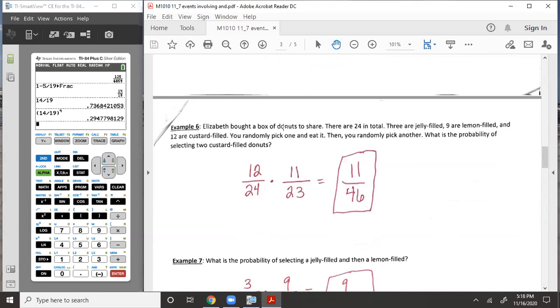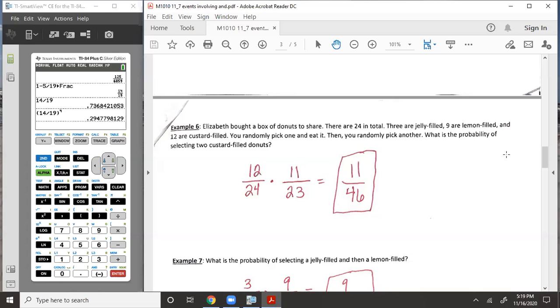Example 6, Elizabeth brought a box of donuts to share. There are 24 in total. 3 are jelly filled, 9 are lemon filled, and 12 are custard filled. You randomly pick one and eat it. Then you randomly pick another. What is the probability of selecting 2 custard filled donuts?